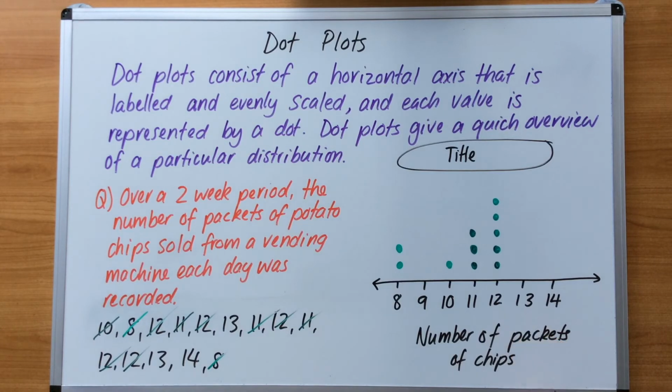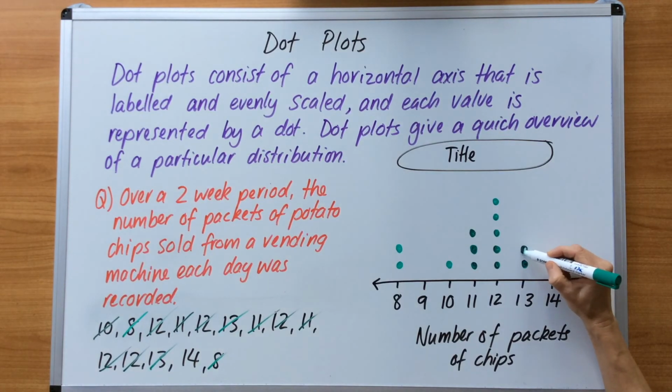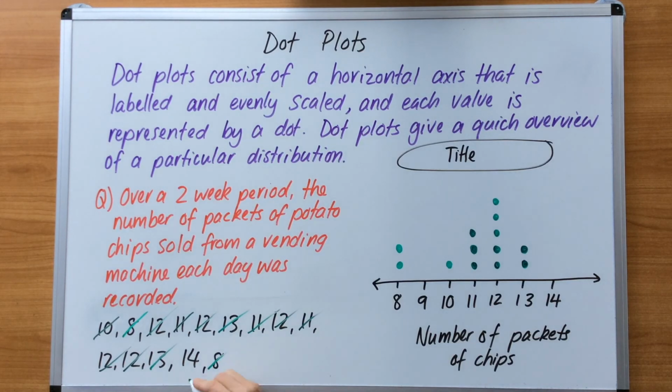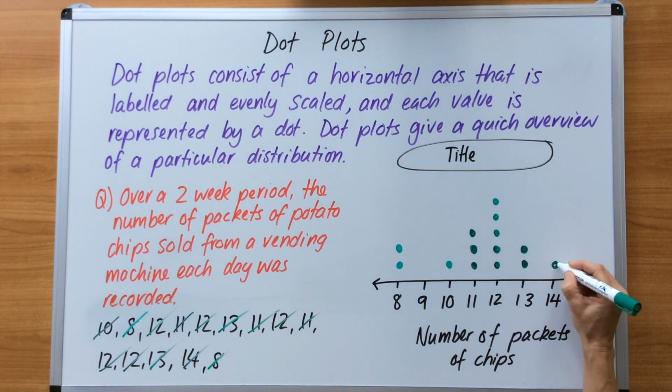Up to 13 packets of chips sold. There's 1 day there and 2 there. So we draw 2 dots, again trying to keep them neatly lined up. And 14, only 1 day where they sold 14 packets of chips.